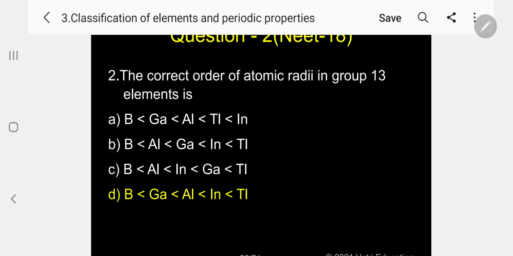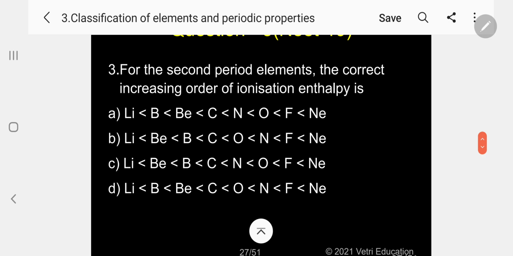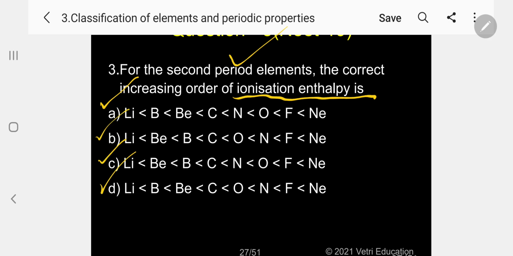Please follow. Let me go for the third question. For the second period of elements, the correct increasing order of ionization enthalpy or ionization energy. Very, very interesting question. So they have given 4 options, option A, option B, option C, option D. Kindly follow. For the second period, I already told you what the second period is. They are given this way: lithium, beryllium, boron, carbon, nitrogen, oxygen, fluorine, neon.